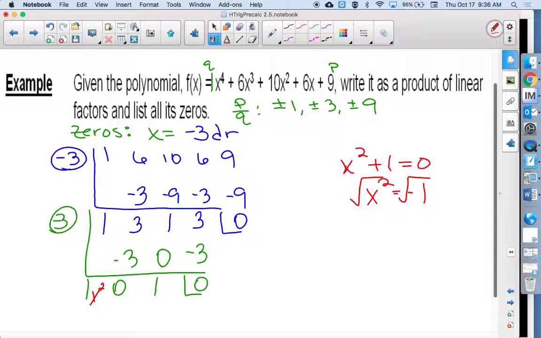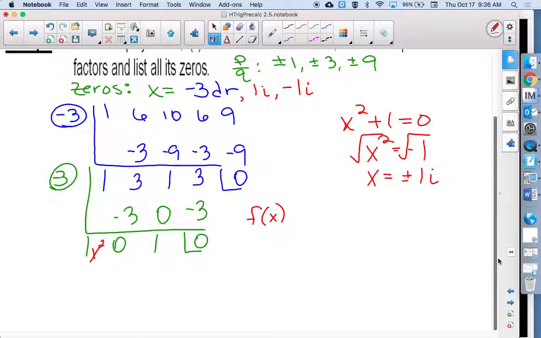So Hannah, what is the square root of -1? 1. So I did plus or minus 1i. So the zeros that Garrett gave us was a -3 and a double root. And then we have a 1i and a -1i. And again, if you don't want to write the 1 in front and you just want to say i and -i, that's okay. So the last part, just make sure you're writing it in factored form.